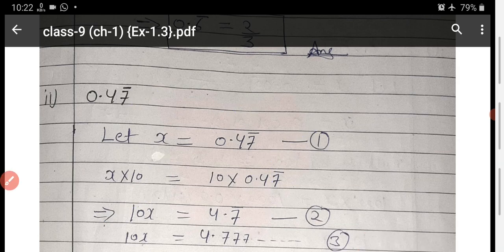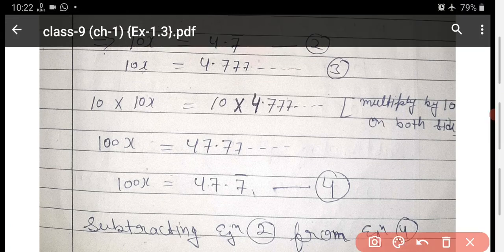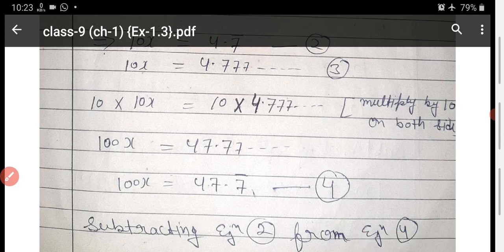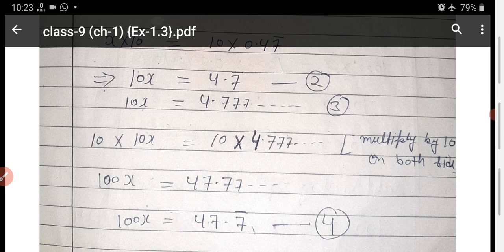Now the question started from here. Now 10x you write here, 10x is equal to 4.7 bar, or 10x is equal to 4.77 dot dot dot. Now the bar is only on one digit, so you have to multiply by 10 on both sides. So multiply by 10 again, it becomes 100x, and when this decimal shifts to this side, it becomes 47.77 bar. So 47 as it is, dot as it is, and 77 dot dot dot means 7 bar. So you have to write 47.7 bar, equation number 4. Now you have to subtract equation number 2 from equation number 4.